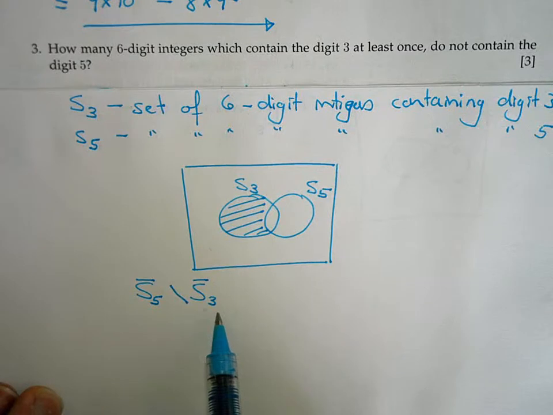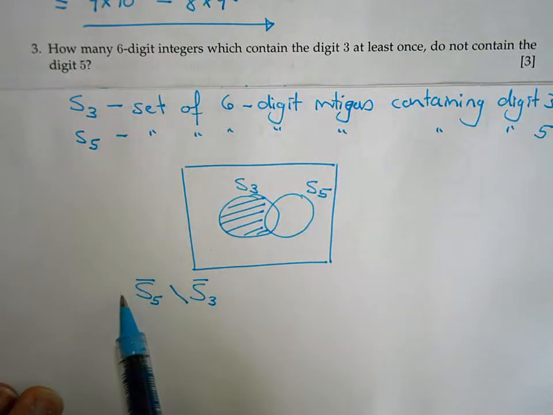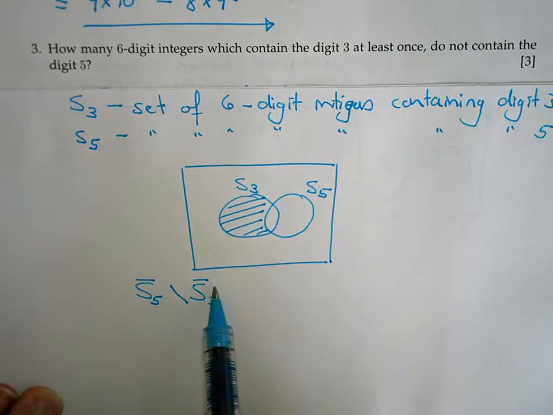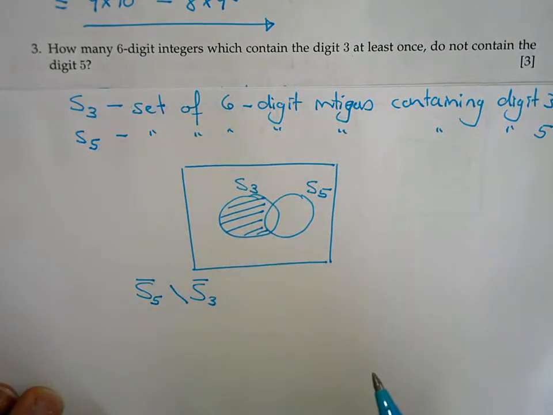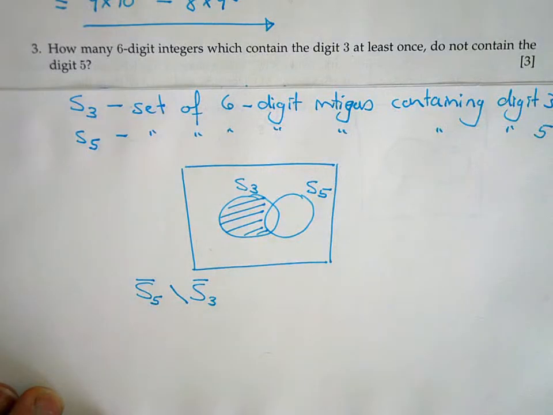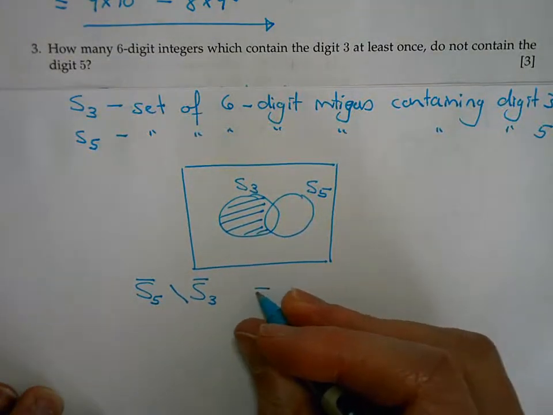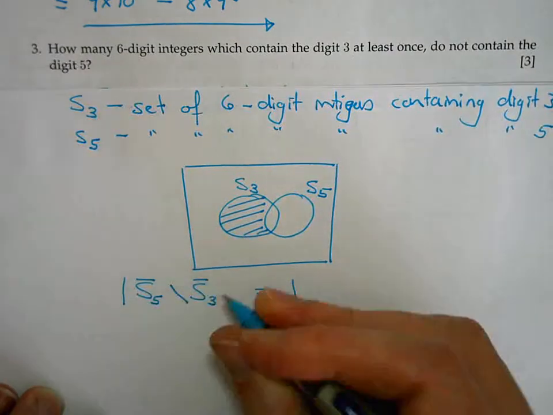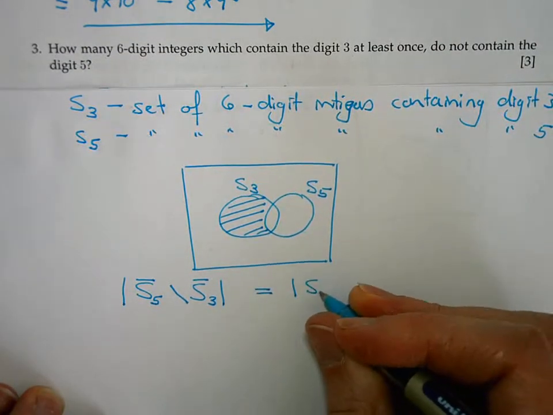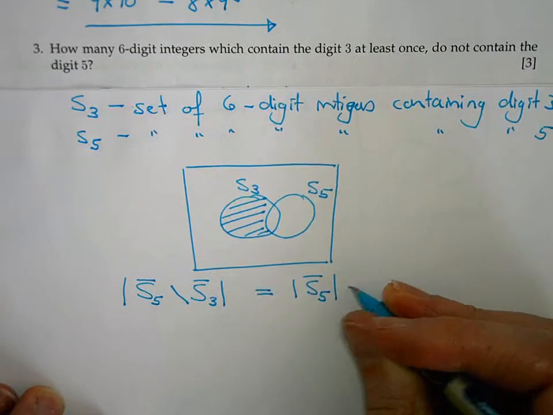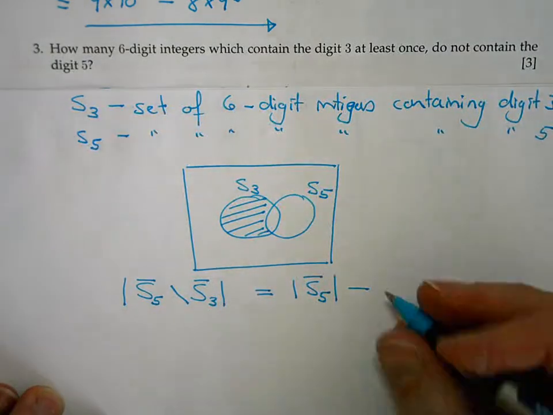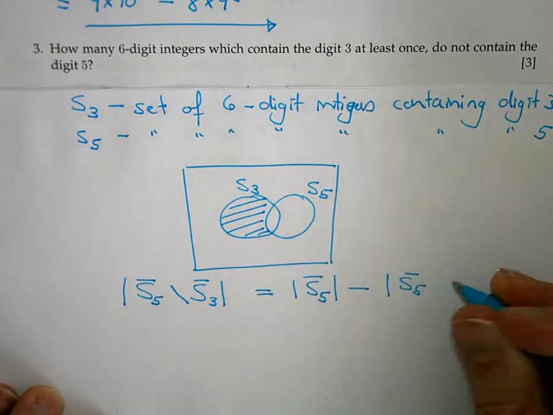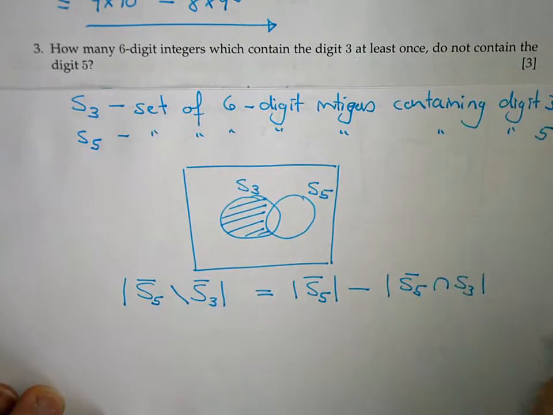So the set here is the set of all 6-digit integers which do not contain 5. Take away those that do not contain 3. So what I'm left with is those which do not contain 5 and which do contain 3. And that's not so difficult to calculate, because we know the size of that set is the size of S5 complement minus the size of the intersection of these two sets. S5 complement intersect S3 complement.